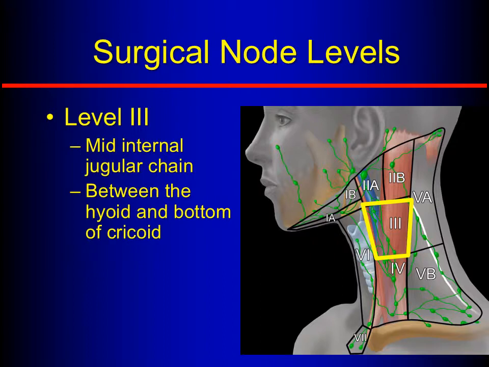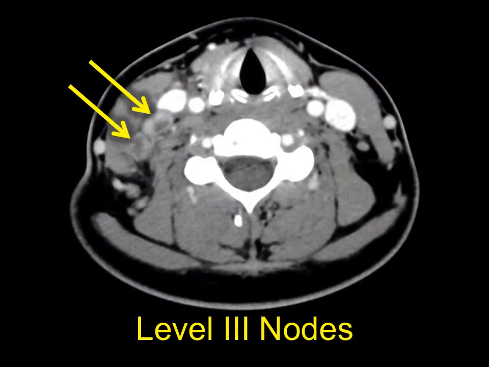So next we have the level 3 nodal group. So this is the mid internal jugular chain, and that's going to be between the hyoid and the bottom of the cricoid, as we see highlighted in this graphic. So here's an axial post-contrasted CT, and we see these level 3 nodes. We're below the hyoid but above the cricoid, and we see these nodes posterior to the internal jugular vein.